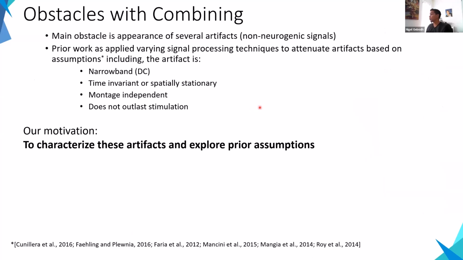Now, there are several obstacles when it comes to combining EEG and TDCS, and one of the main obstacles is that several artifacts occur in your data. And here we define artifacts as non-neurogenic signals that appear in your data. And prior work has tried to deal with this by using several types of signal processing techniques to attenuate the artifacts. And they've made several assumptions about these artifacts, including that they're narrowband, they're time invariant, they're spatially stationary, they're montage independent, and they don't outlast stimulation. So our motivation with this work was to characterize these artifacts and explore some of these prior assumptions that were made.